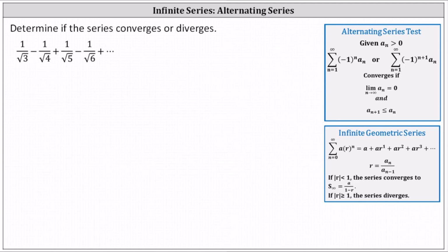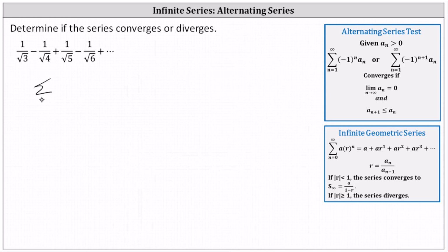Determine if the series converges or diverges. We have 1 divided by square root 3 minus 1 divided by square root 4 plus 1 divided by square root 5 minus 1 divided by square root 6, and so on. Let's begin by writing sigma notation for the infinite series.